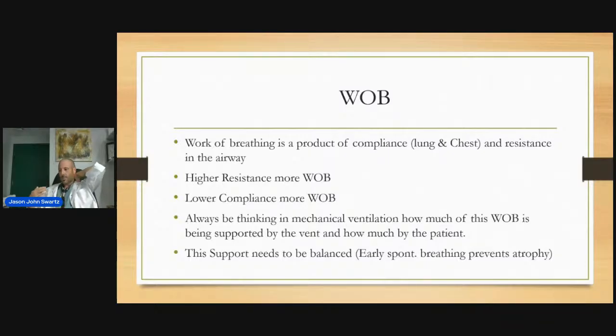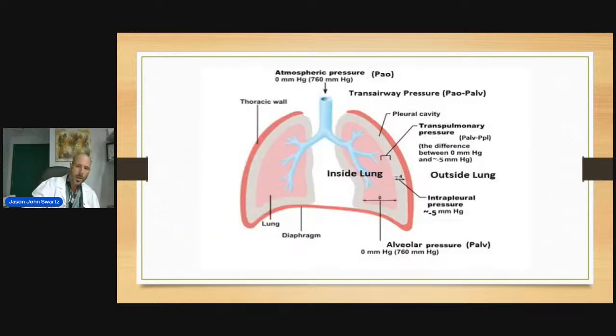But always think as a respiratory therapist in the ICU that early spontaneous breathing prevents atrophy. So there's a balance where you want to support the patient enough so that they do not get fatigued, so that they're not creating these large transpulmonary pressure gradients, these swings. So you want to support enough, and you also want a reasonable amount of support from the patient, and that's the patient assessment, just looking at the patient whether they're struggling or not.